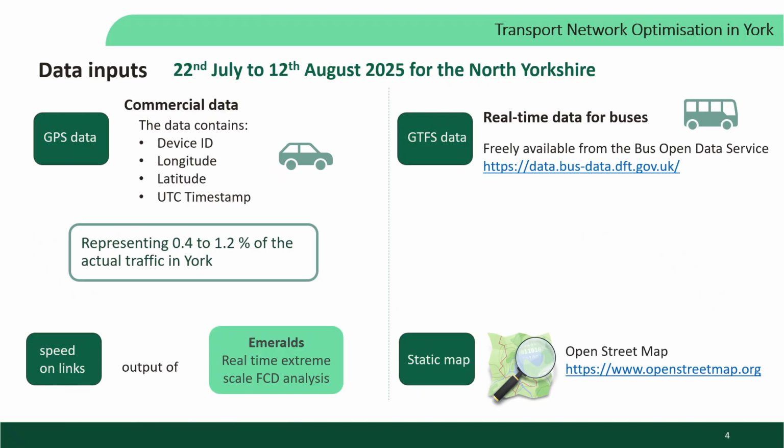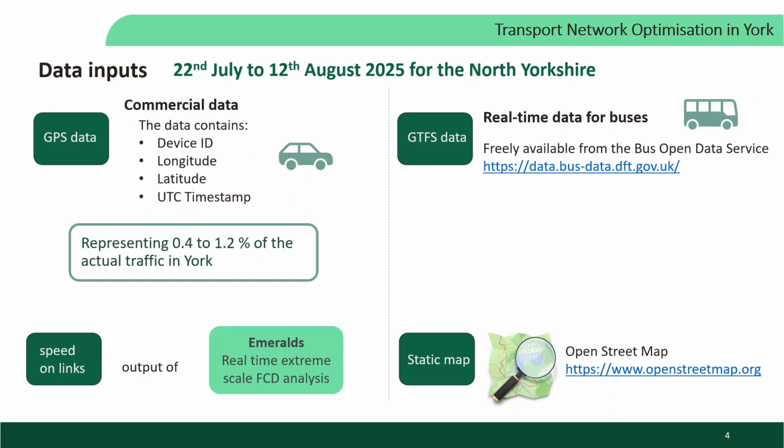The data covers the period from 22nd of July to 12th August 2025, which coincides with the summer holidays, a particularly challenging time for traffic analysis due to atypical travel patterns. For GPS data, we acquired a commercial dataset containing device ID, longitude and latitude, and a timestamp. We compared this data with traffic counts from the city of York and found that it represents approximately 0.4 to 1.2% of the actual traffic volume. This relatively low coverage adds an additional layer of complexity to the validation process.